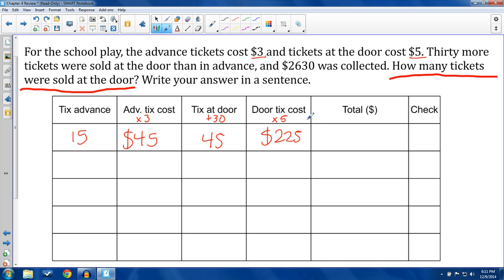Your total amount is your dollar cost right here plus your dollar cost right here. So that's going to be $45 plus $225. 45 plus 225 is 270. $270. Is 270 the same thing as 2630? Not even close. So that's how guess and check works.